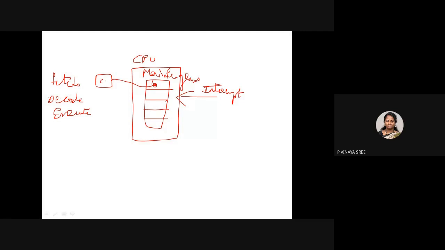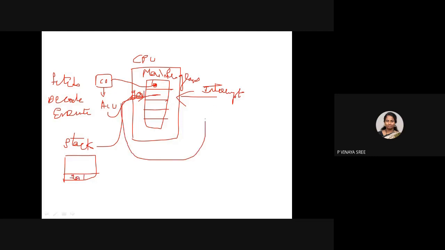So it will decode in the control unit. After decoding, it sends that to the ALU for execution. Then it checks for any interrupts before going for the next instruction fetching. Yes, we got an interrupt. So then it uses a concept called a stack, and the address of the next instruction it has to execute, which is 201, let us suppose, will be pushed inside the stack, and it provides a service to the interrupt.